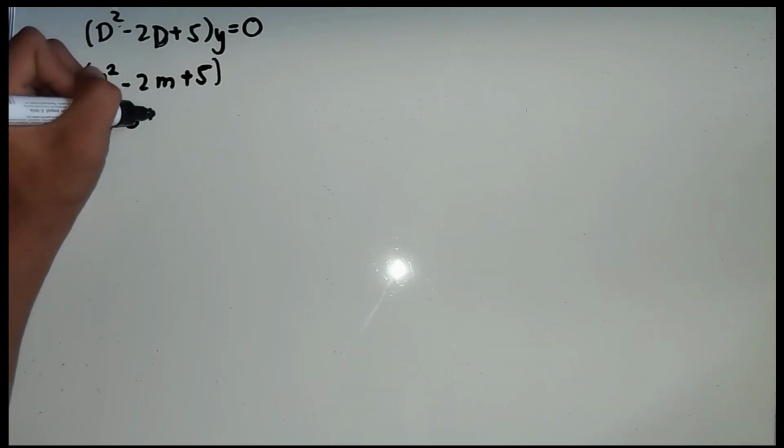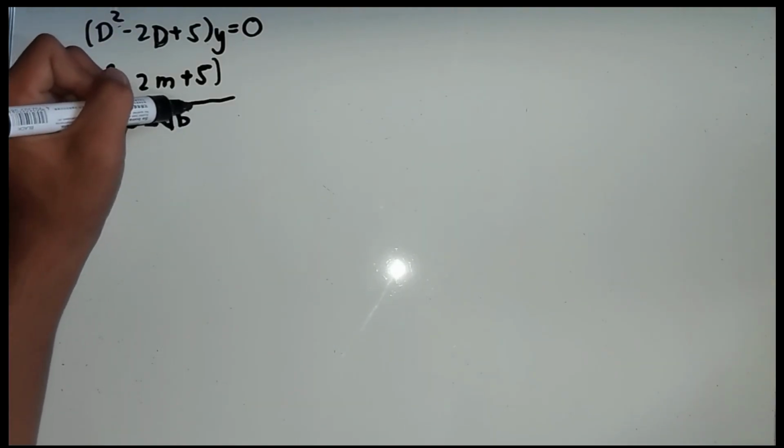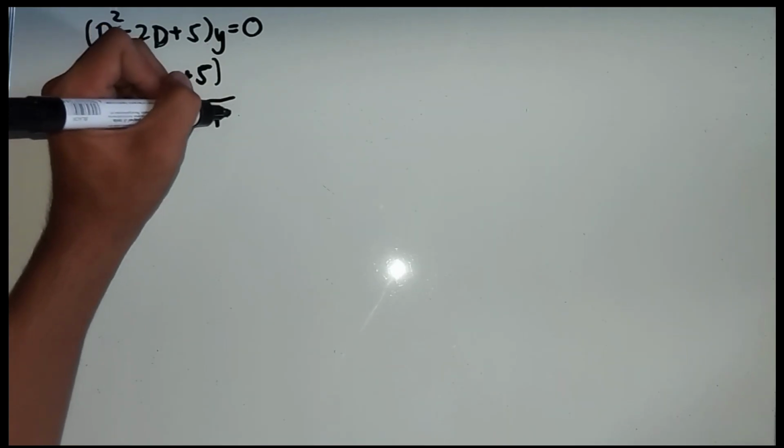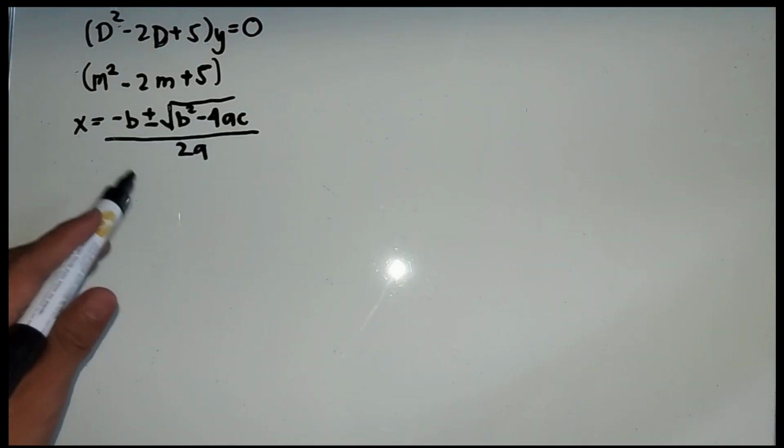In order to get the exact roots in this equation, we're going to have to use the quadratic formula, which is x is equal to negative b plus or minus the square root of b squared minus 4ac, all over 2a. So where should we find the values of these variables?